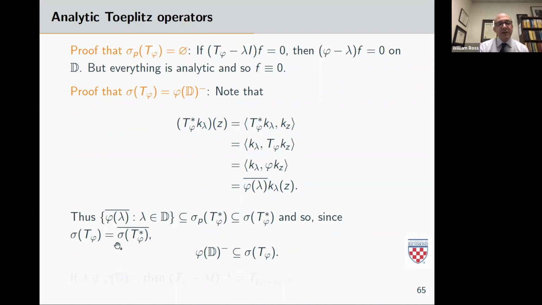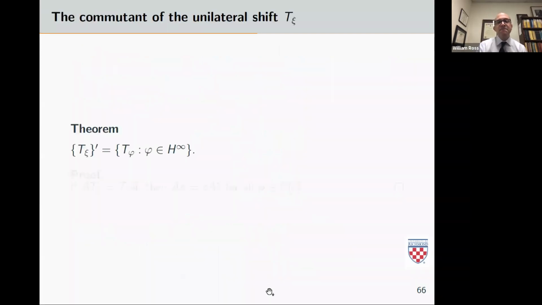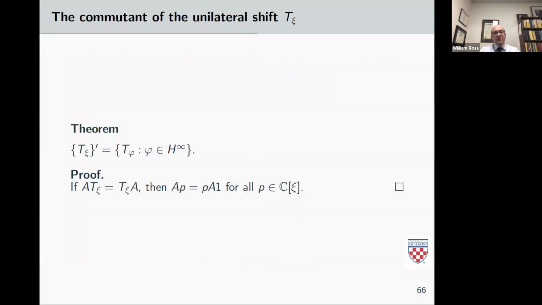All right, now use a little operator theory here, that the spectrum and the spectrum of the adjoint just differ by a conjugate. All right, so the closure of the image is contained in the spectrum. And then a little bit of work saying that's all you can have, right? If you're outside the image, then the resolvent, you can write it as a Toeplitz operator. The commutant of the unilateral shift just turns out to be the H infinity functions, or you can think of this as the analytic Toeplitz operators, right?